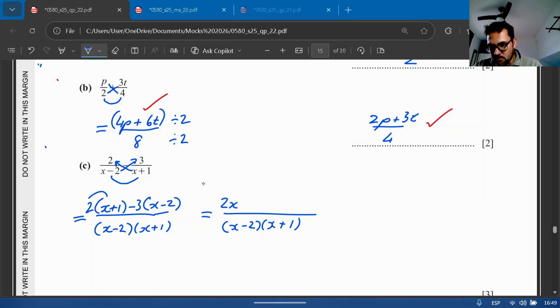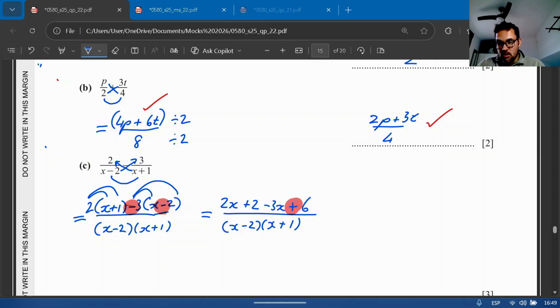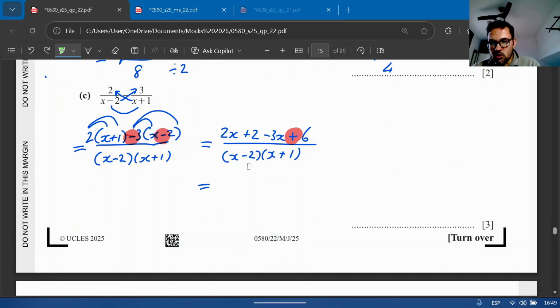2 times x is 2x. 2 times 1 is 2. Minus 3 times x is minus 3x. And very important, 3 times 2 is 6. And a minus, let's highlight this, a minus and a minus will give you a plus. Plus there, okay. So, to finish this off, 2x minus 3x will give us minus 1x, or just minus x. And then 2 plus 6 gives us 8.